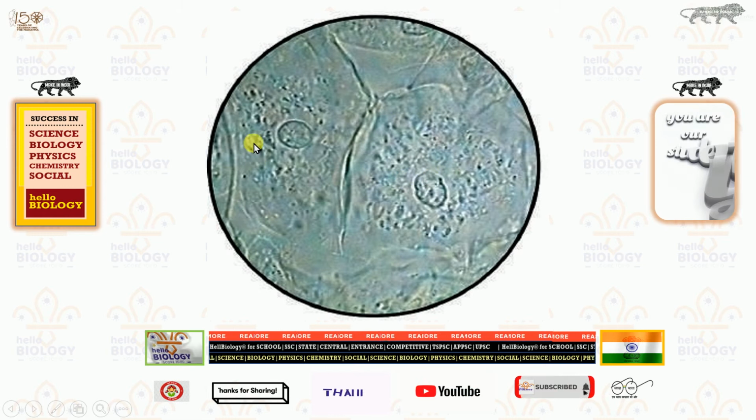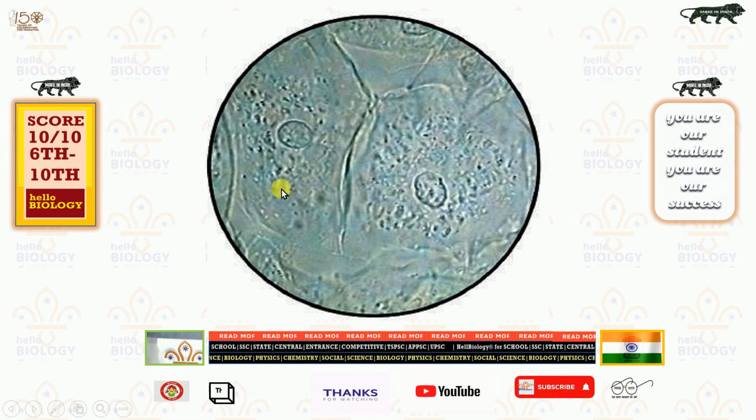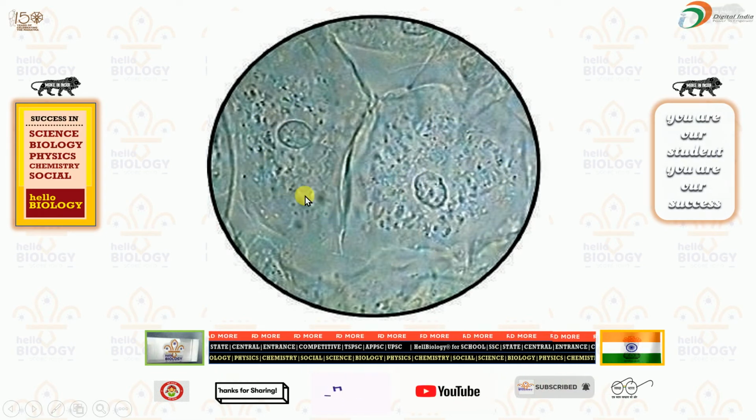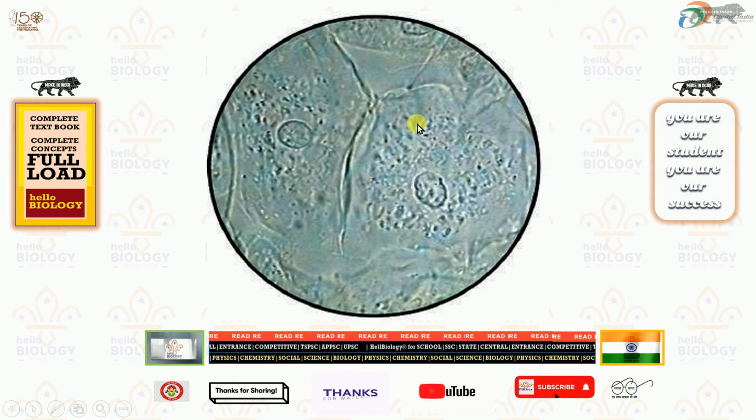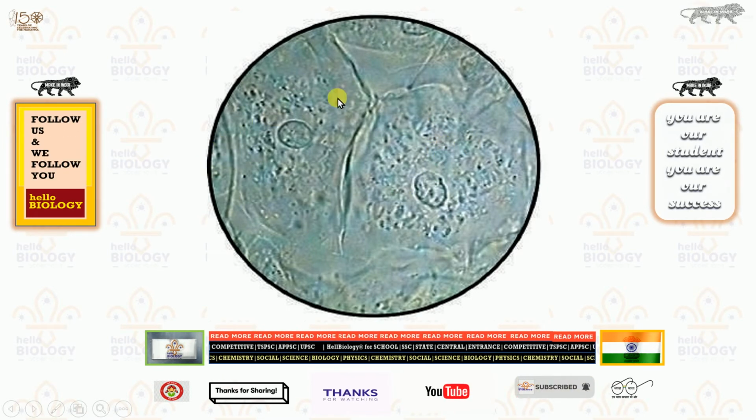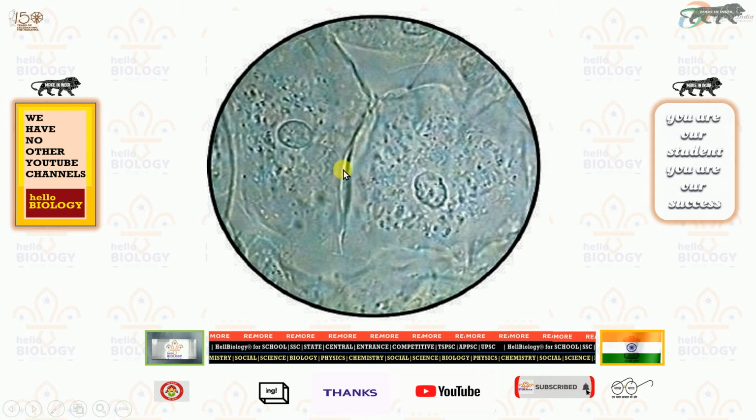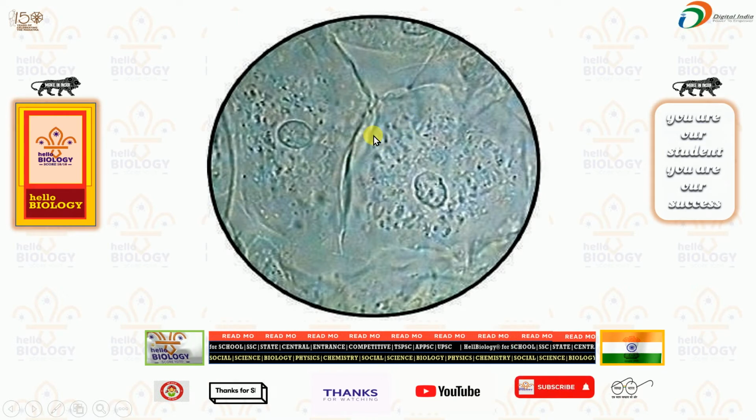Cheek cells we need to scrape with the help of a scraper inside our mouth region. Then we need to put it under the microscope, that means with the help of a cover slip, slide, then glycerin. After that, we will be observing some bigger cells and a nucleus.